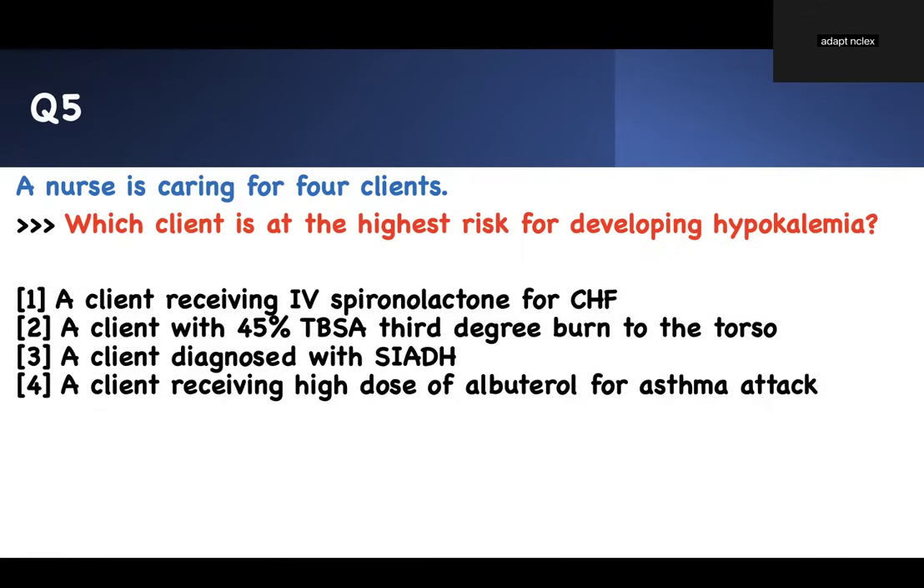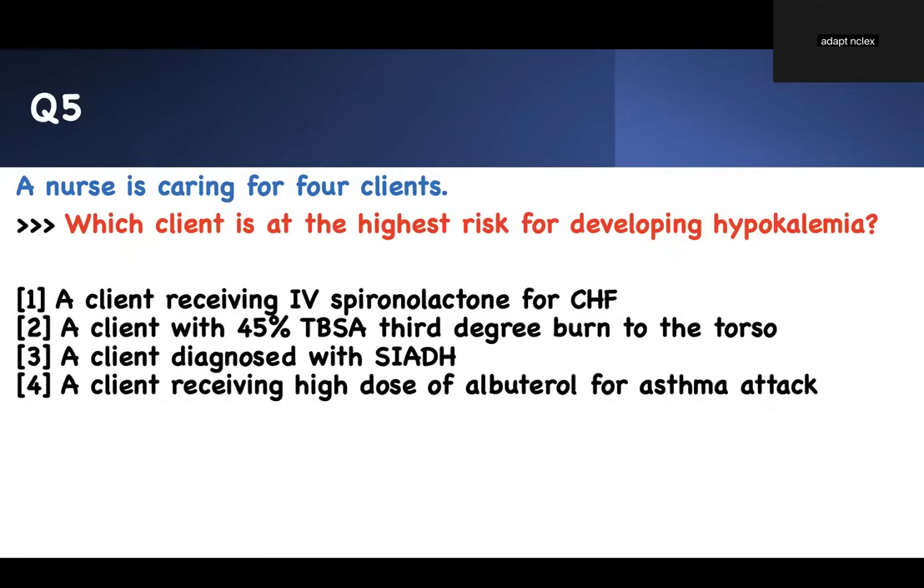But what is the problem? Patient receiving IV spironolactone for CHF. Do you think it will cause hypokalemia? Client who has burned about 45%, third-degree burns to the body. Would this cause hypokalemia? Client diagnosed with SIADH. Do you think we're going to have hypokalemia? The client receiving a high dose of albuterol for an asthma attack. Break it down. Don't worry, I got you.